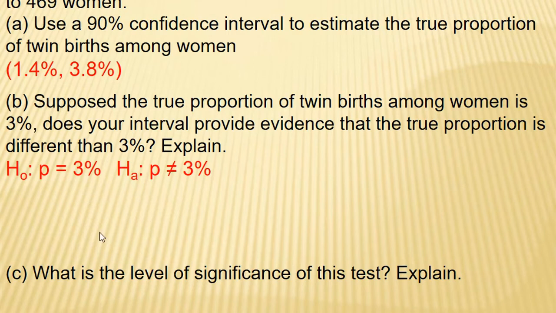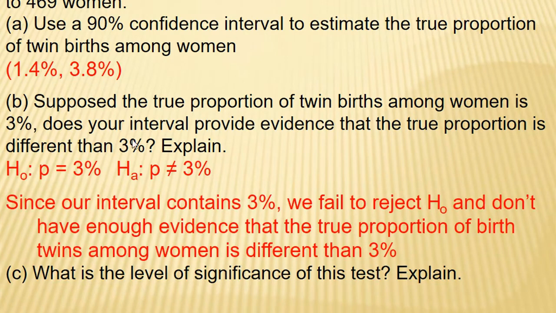So now, like I told you earlier, the way you reject or fail to reject the null depends on whether your null hypothesis, which in this case is 3%, is contained in the interval or not. So for this one, I would say since 3% is contained in this interval, then we do not reject the null hypothesis. And therefore we don't have enough evidence to conclude that the true proportion of twin births among women is any different than 3%. And that's one way you can explain it.